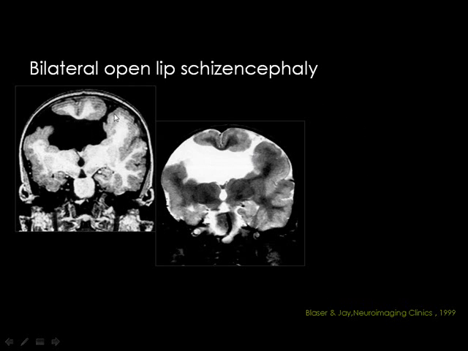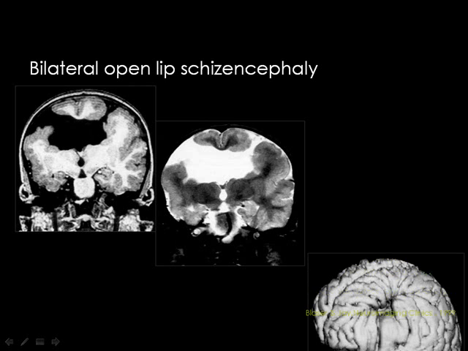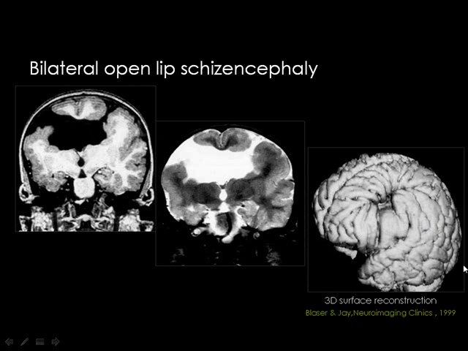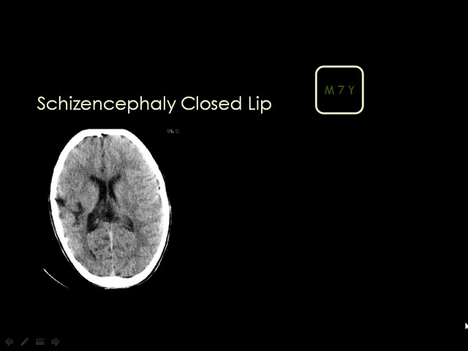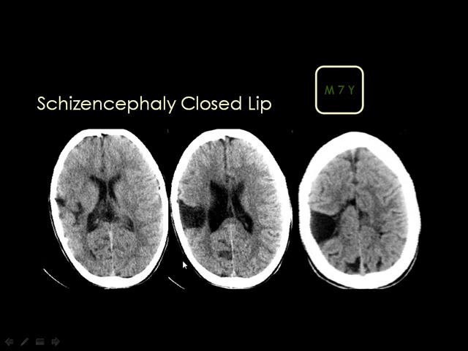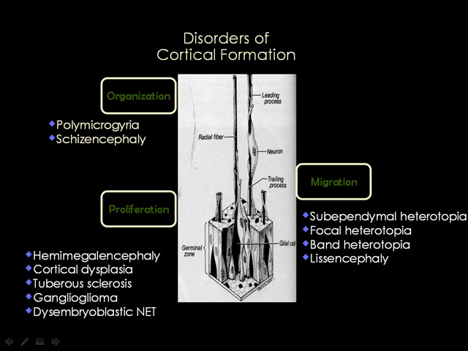As you can see here, there is bilateral open lip lissencephaly, and you see cortical brain tissue lining the cleft on the left side, also cortical brain tissue lining the cleft on the right side, and also you can use the 3D surface reconstruction to see the cleft in this area. Then you can see in this male, 7 years old, a diverticulum in the wall of the ventricle and a cleft. And the rest of the images showed that the cleft does not communicate actually with the ventricle, and this is lissencephaly, the closed lip type.